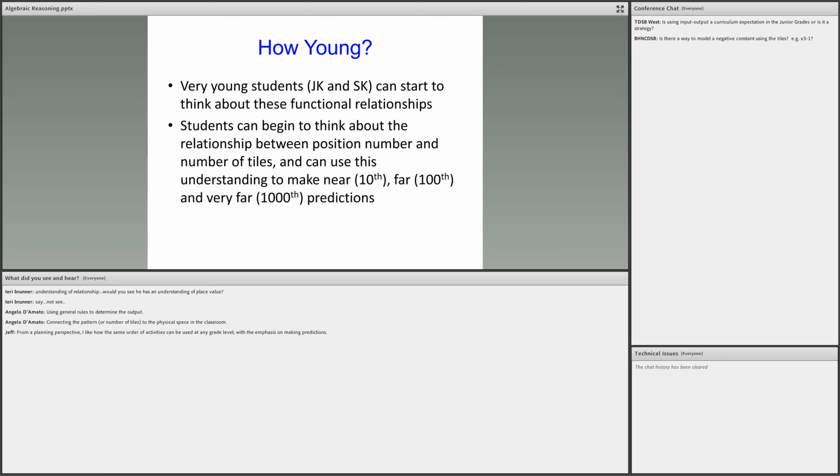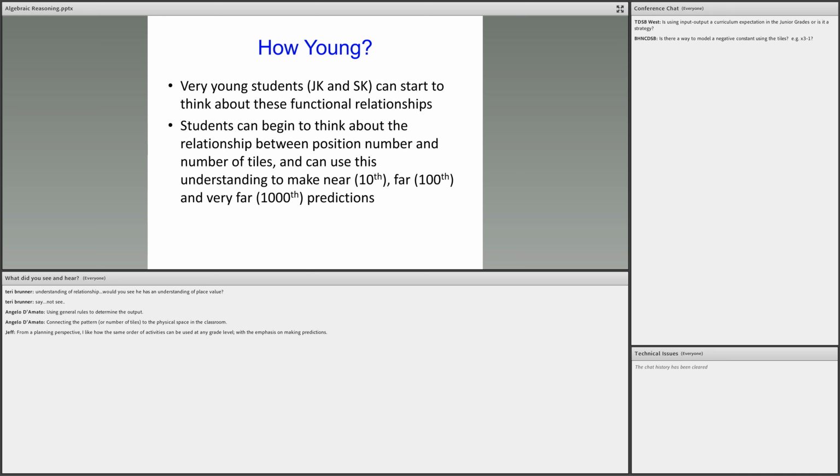And I like that Terry brought up a really interesting question. I'm not sure that they have an understanding of place value, because place value is really about understanding the value of a digit in a multi-digit number, but he certainly has an understanding of multiples of 10 or multiples of 100.